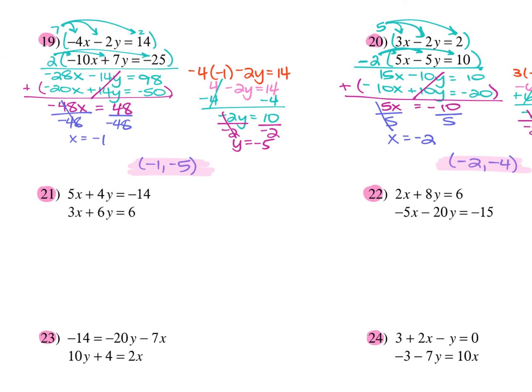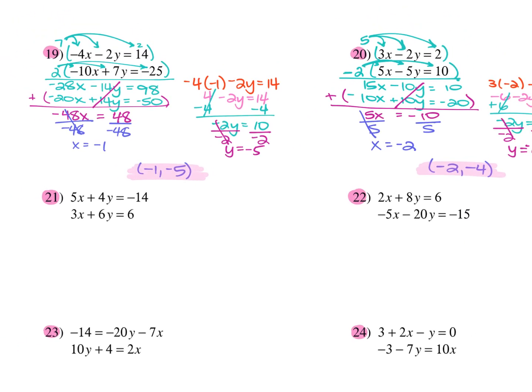For number 21, you have 5x plus 4y is equal to negative 14, and 3x plus 6y is equal to 6. What's your least common multiple between the 5 and the 3? 15. What's your least common multiple between the 4 and the 6? 12. 15 or 12, which one do you want to work with? 12. You want to multiply the top by... bottom equation. What do you want to multiply? Which one of these do you want to be negative?